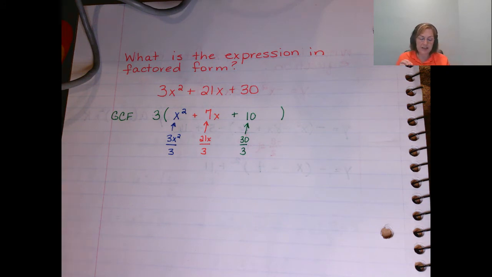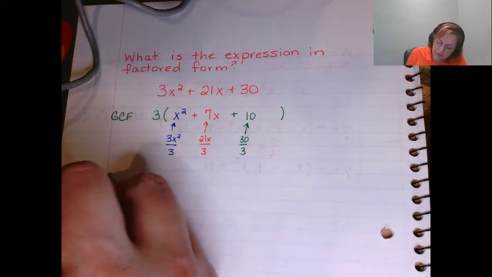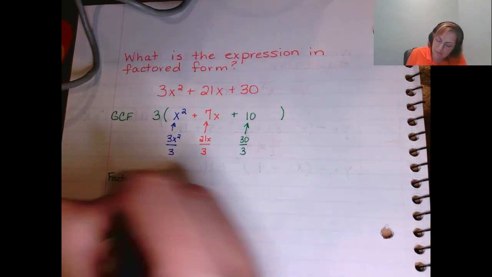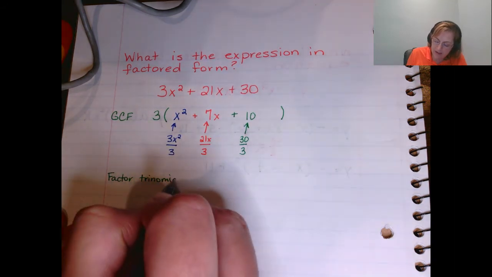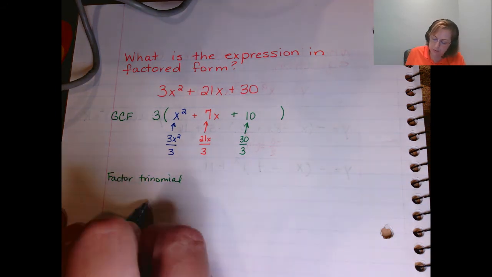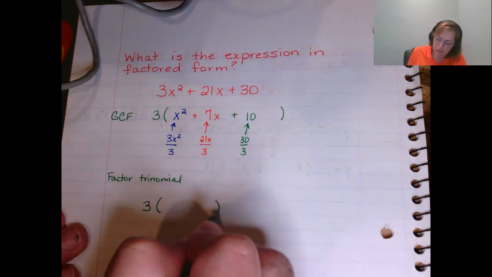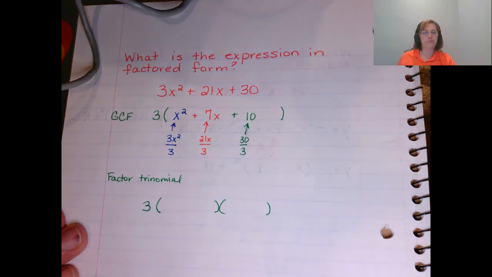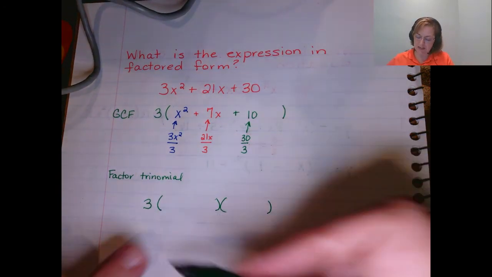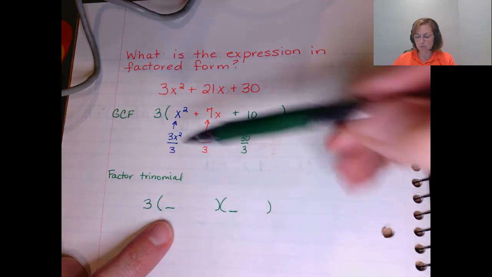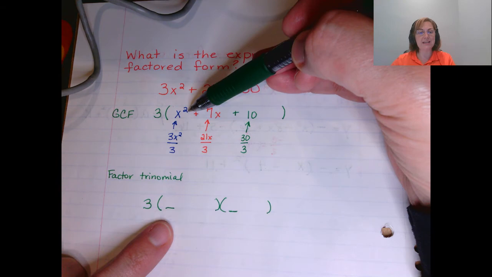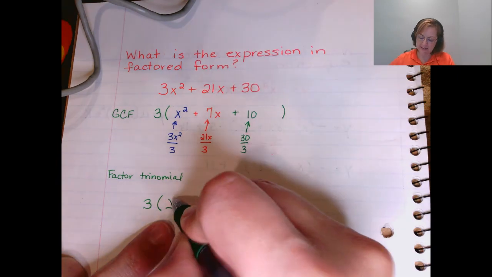So the next piece then is we've got to factor the trinomial. So we've got to factor this x squared plus 7x plus 10. And the way we factor a trinomial is we're going to have two parentheses. The first terms in each of the parentheses, we ask ourselves, well, what times what would give us x squared?